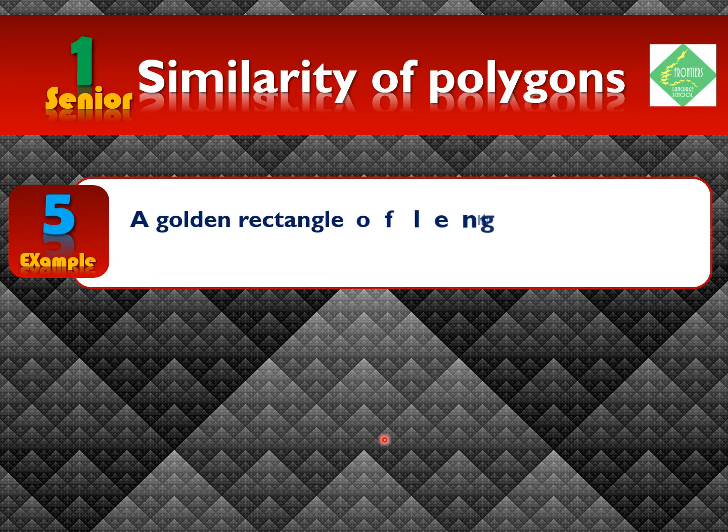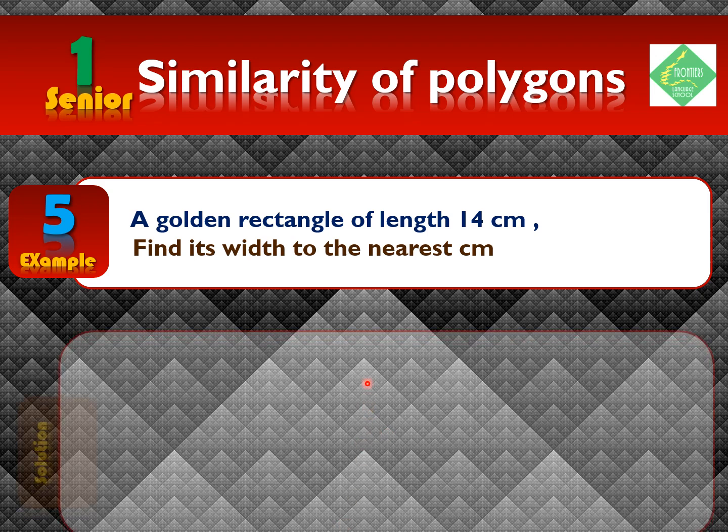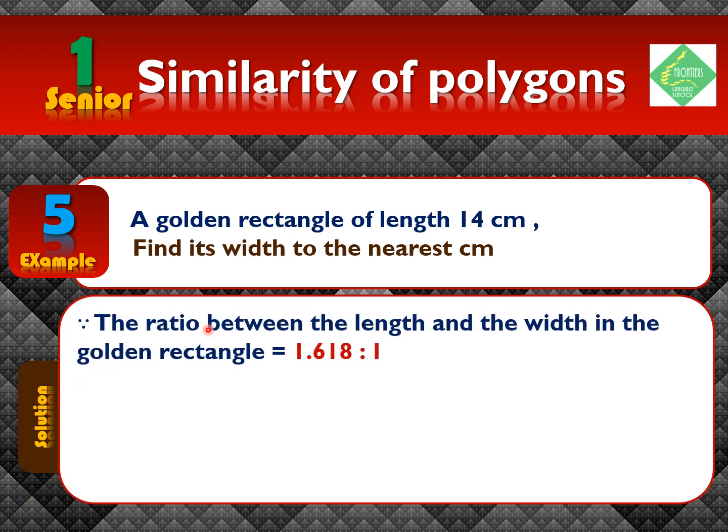Let's take example 5. A golden rectangle of length 14 centimeter. Find its width to the nearest centimeter. Here he told you that it is golden. That means the ratio between length and width equals 1.618 to 1.